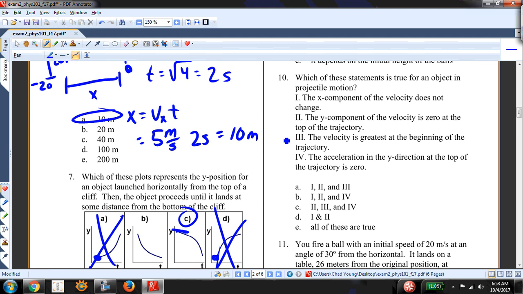Which of these statements is true for an object in projectile motion? The x component of the velocity does not change. Hey, that's true. ax is equal to 0. The y component of the velocity is 0 at the top of the trajectory, that's also true. The velocity is greatest at the beginning of the trajectory. That's true too, because the y component of the velocity is greatest at that point. And the acceleration in the y direction at the top of the trajectory is 0. No, the acceleration in the y direction is always minus 10. So we have 1, 2, and 3.